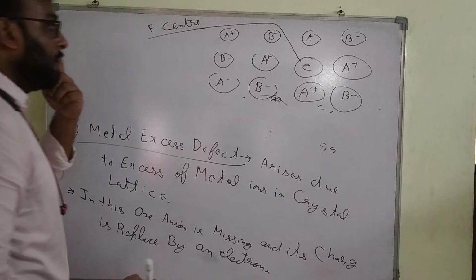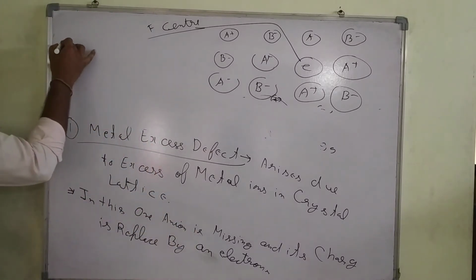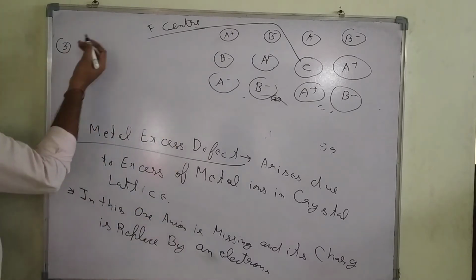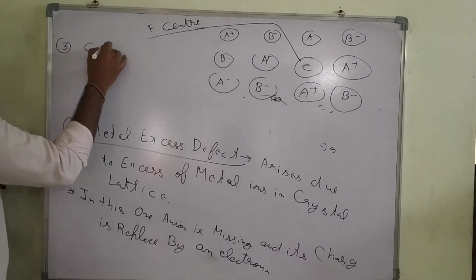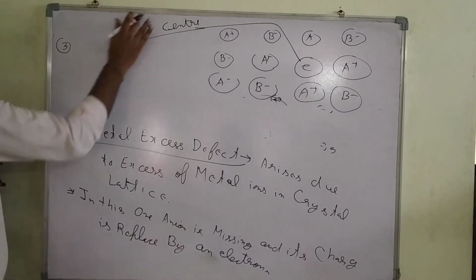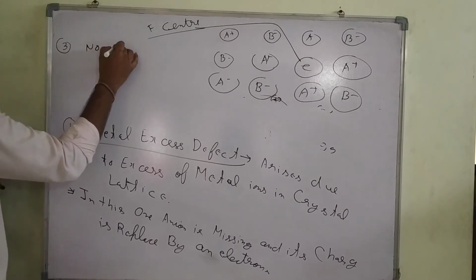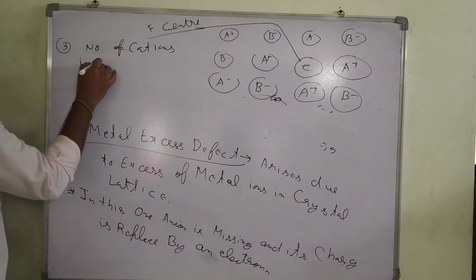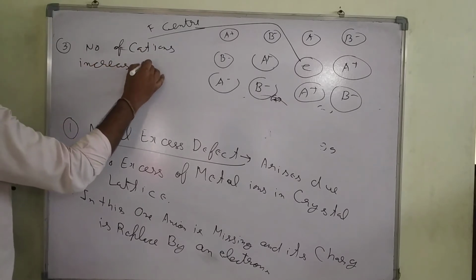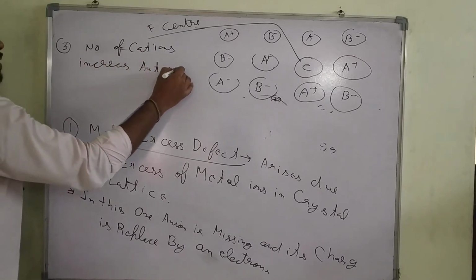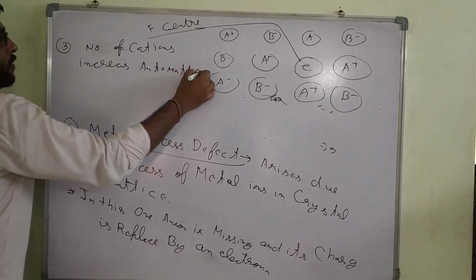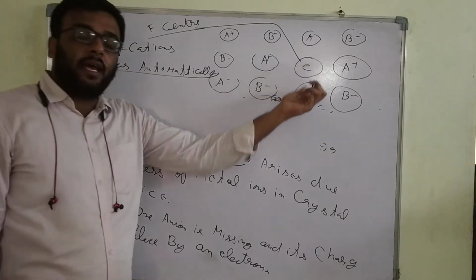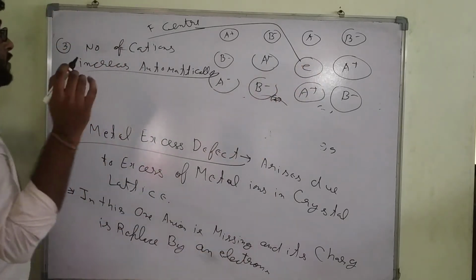Okay, what happened? Next point, third point. In this, cation charges, the number of cations increases automatically. Why? Because, are you getting my point? What happened? What is the reason behind this? They automatically increase because anions decrease, and it is always neutral.